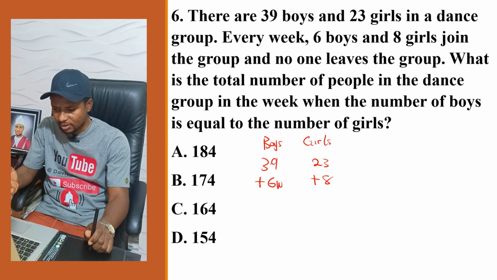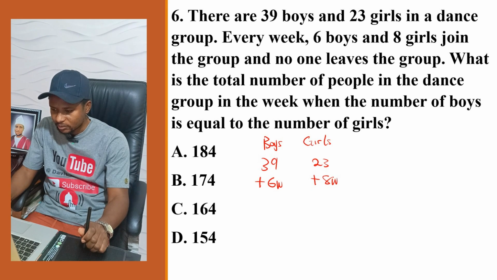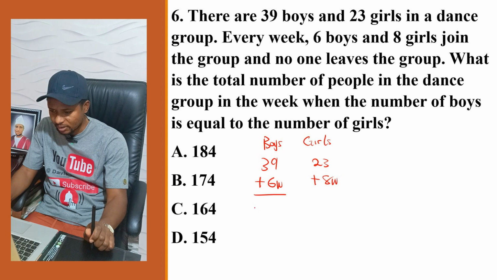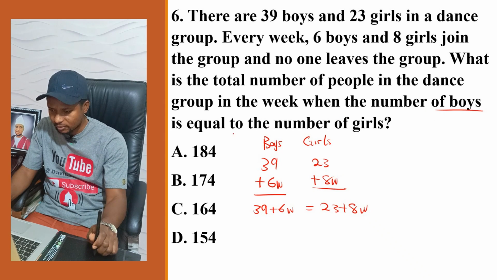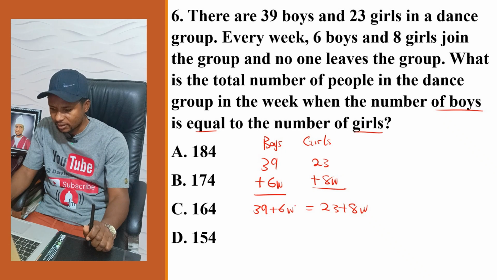So in W weeks, the total will be 39 plus 6W for boys, and for the girls 23 plus 8W. What is the total number of people in the dance group in the week when the number of boys is equal? So we're looking for when 39 plus 6W will be equal to the total girls, which is 23 plus 8W. Are we good? When the number of boys equals the number of girls, so this is just the equation.